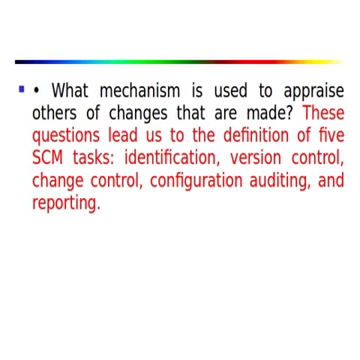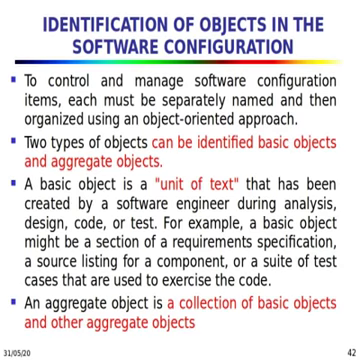So in the SCM process, we are learning SCM tasks such as identification, version control, change management, configuration auditing, and reporting. Let us learn in detail about these different SCM tasks or process. So first, the software configuration management task is identification of objects in the software configuration.